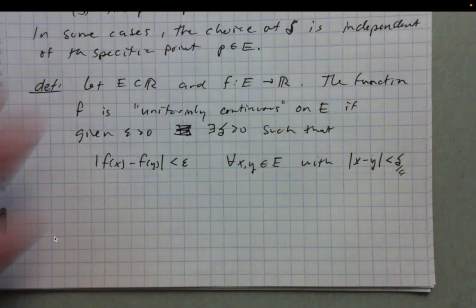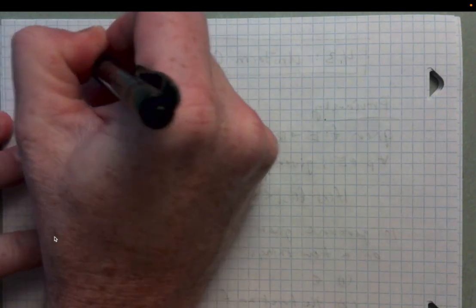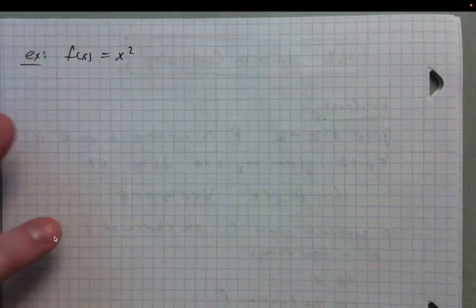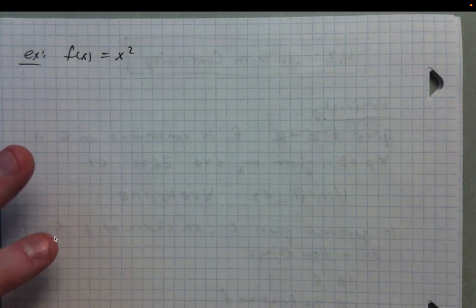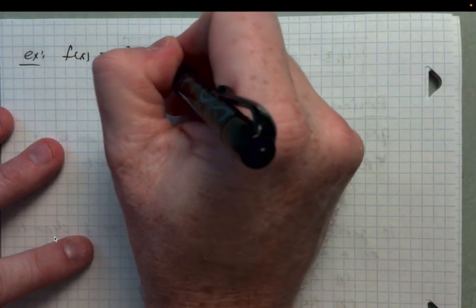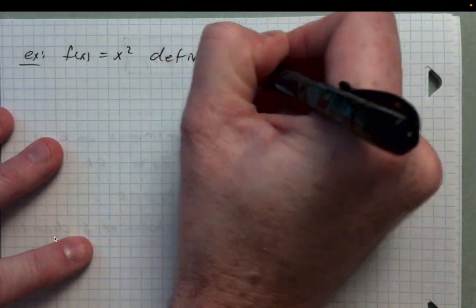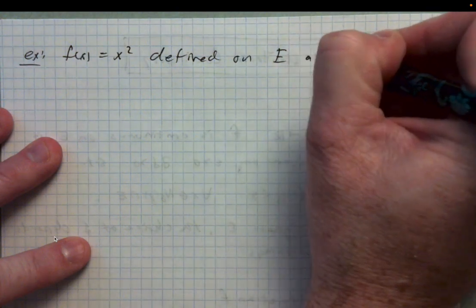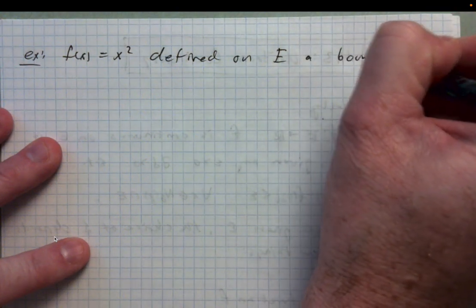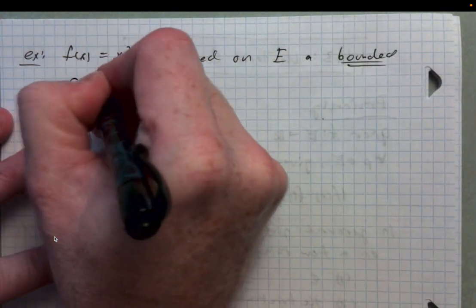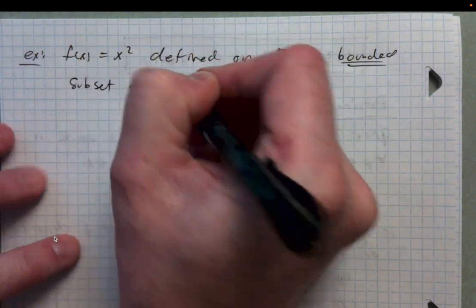Okay, let's see some examples. Let's try to draw this out a little better. The first example will be a nice familiar one. Let's think about f of x equals x squared. And let's let this function be defined on E, and we'll say a bounded subset of real numbers.